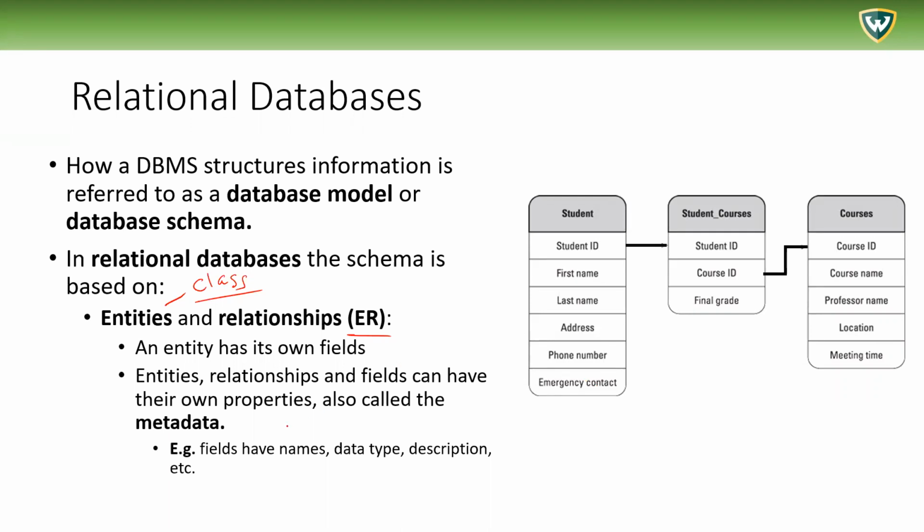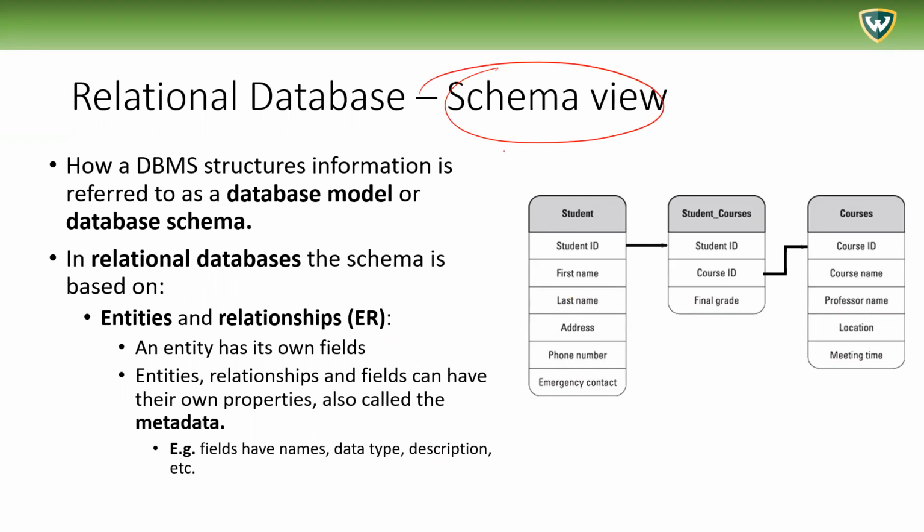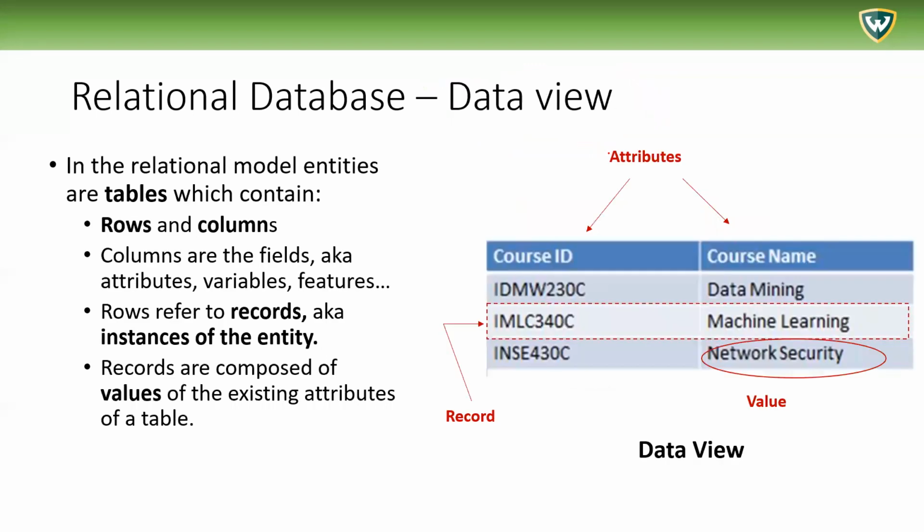For example, fields, attributes, they're going to have their own names, the data type, a description, and so on, as we're going to be examining. So right here we have a schema view, which is the structure of the tables that are going to be created in the relational database. Notice that this is not the data itself, it's just the structure of the tables. So we need to make sure we understand the structure before we get any data into it.